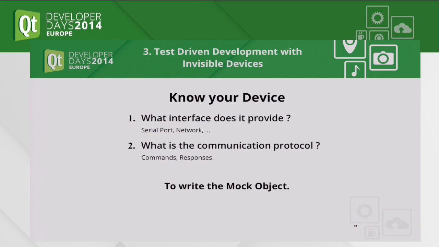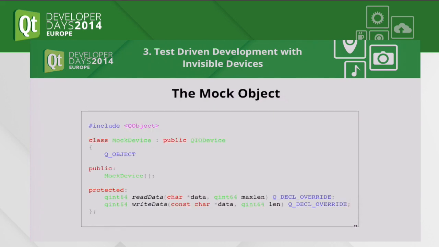So in this case, if we have either a serial port, a network, or something like that, we can use QIODevice. So here's your mock object. QIODevice is a really cool class. You can do several things with it. You can write your own file writer. You can write several things that are completely unrelated to files. And so is our case. Our mock device will be something like a virtual scanner.